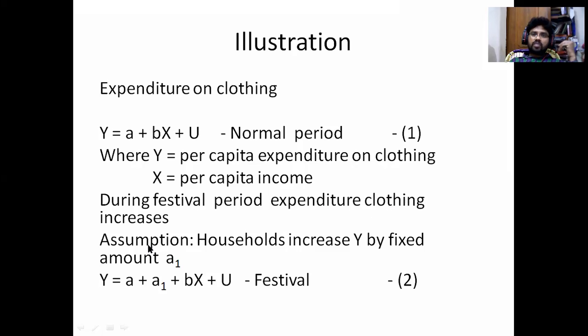So what you can assume is that the households' income increases by a fixed amount A1. During the festival, their income increases by a certain amount, that is A1, so we add it here. Y is equal to A plus A1 plus bx plus u. Here A is the intercept, A1 is the incremental income, bx is the slope of x, and u is the error term. This is during the festival period.